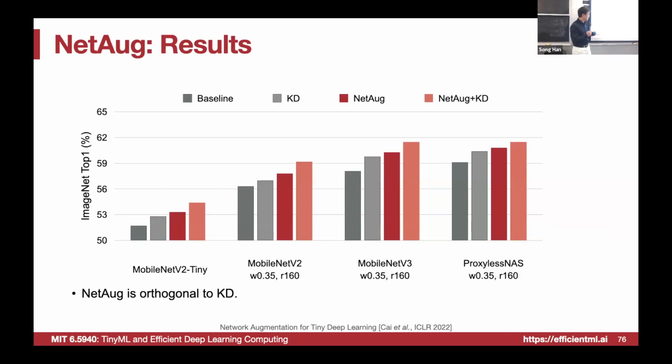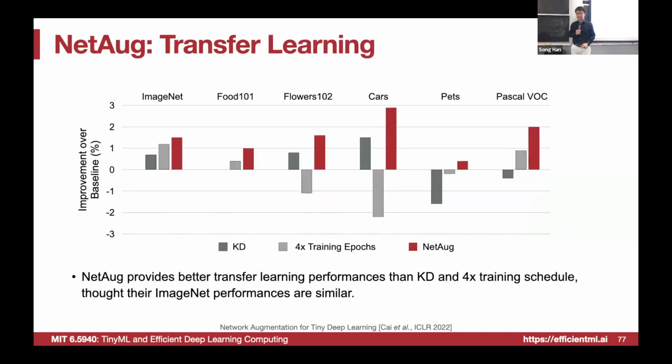So we can actually use network augmentation together with knowledge distillation. This is the baseline, knowledge distillation, network augmentation, and knowledge distillation plus network augmentation, which can consistently give good results across MobileNetV2-Tiny, MobileNetV2, V3, and ProxylessNAS. And compared with just training for a few more epochs, since we are afraid of underfitting, how about we just train longer? Actually, we find that training longer doesn't help, sometimes even has a negative effect.